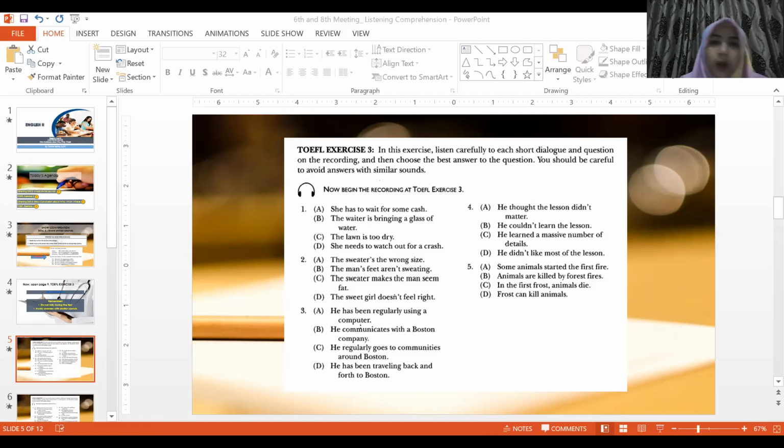Okay, whenever atau wherever the forest fires kill the animals ya, intinya, setiap kebakaran hutannya itu telah membunuh banyak animal ya. So which one is the answer?